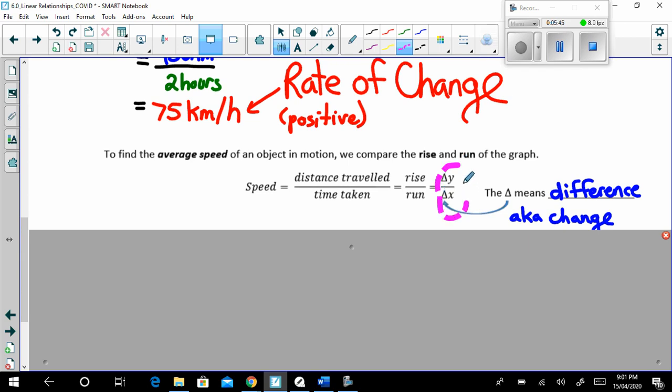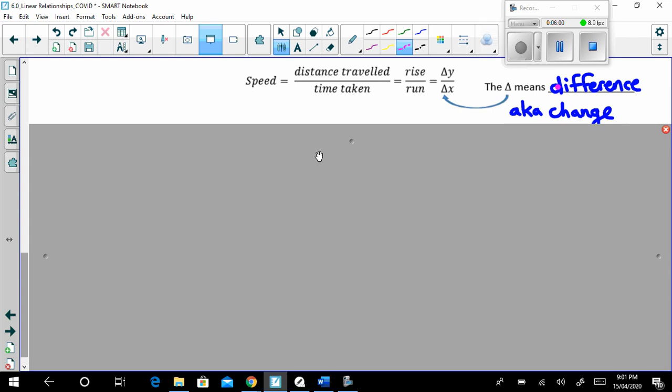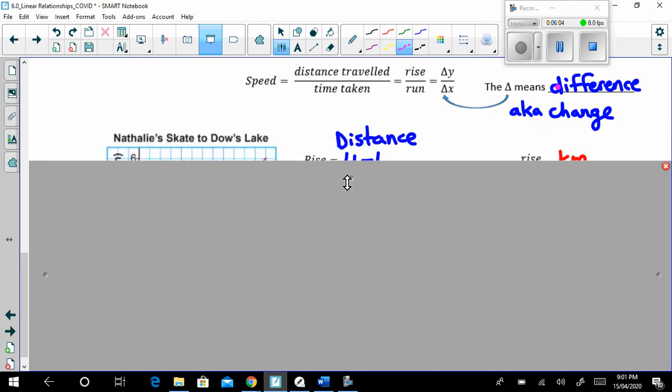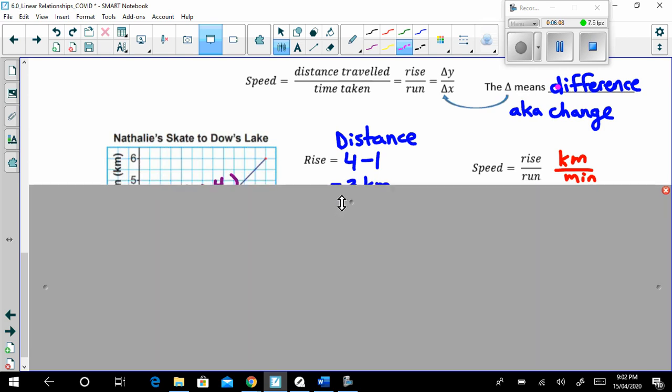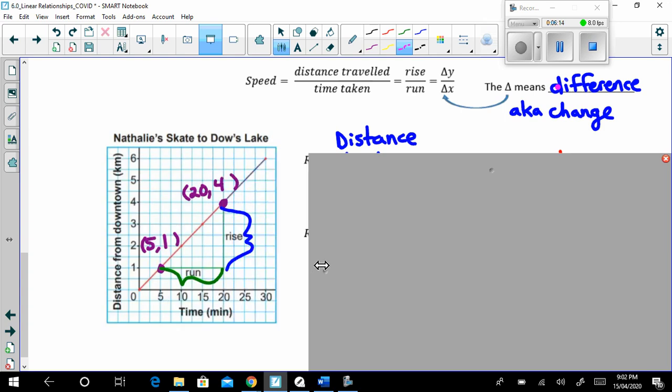That can be represented by these symbols here, where we have a triangle, which means change or difference. So it's the difference in our y values divided by the difference in our x values. We're going to elaborate on that even more in a moment. Let's look at another example of the same idea. Now we have Natalie skating. Somebody skating is going to be slower than somebody driving, but let's take a look at this graph here.